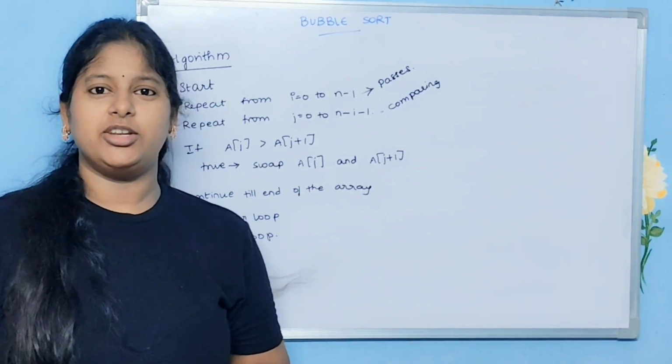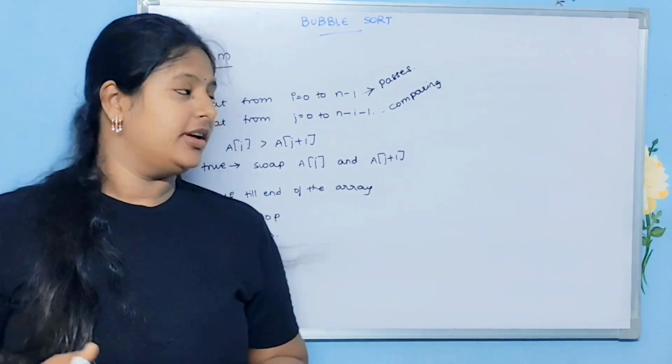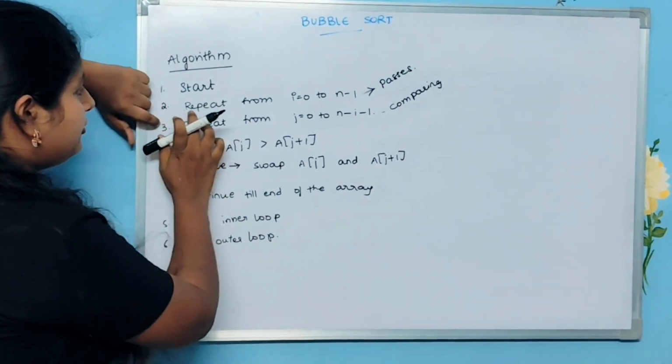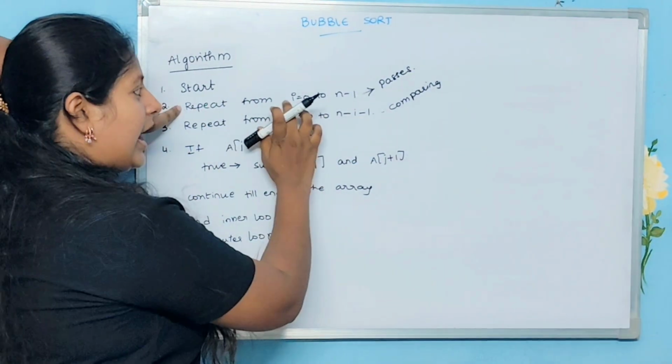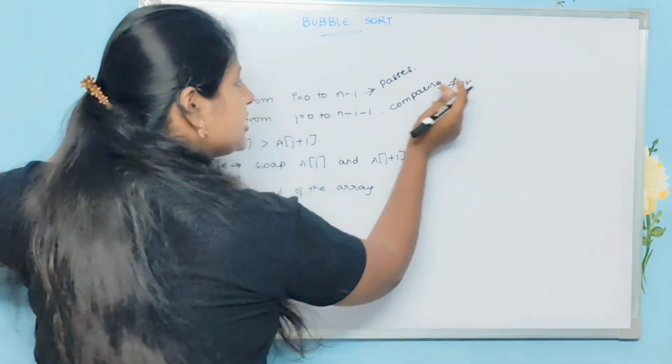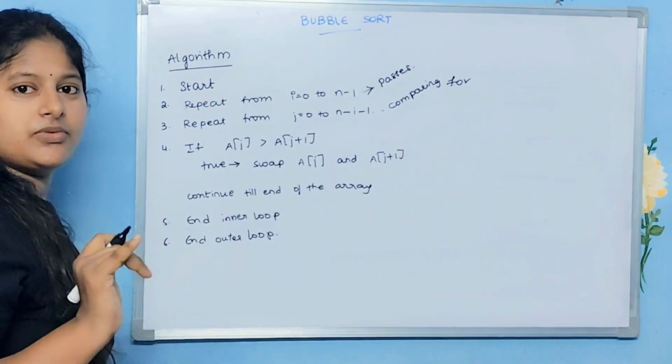Today I'm going to explain the algorithm for bubble sort. Right? So this is the algorithm. First, start, and I've written repeat from i equals 0 to n minus 1. So you have to use a for loop for this, and that for loop is for passes.